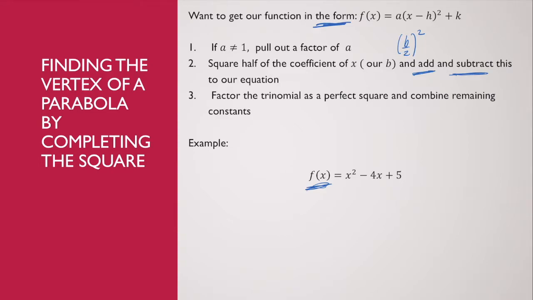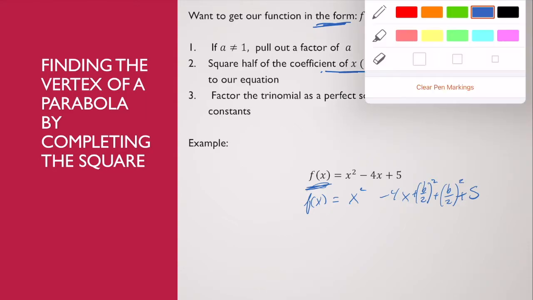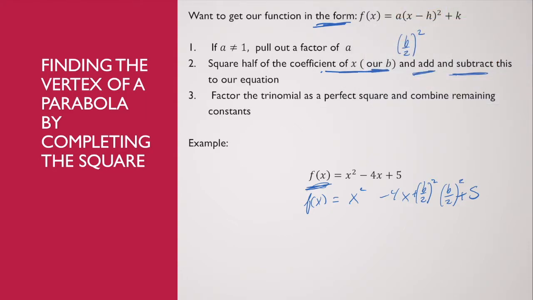So if I have f of x equals x squared minus 4x plus 5, I'm going to square half of our b, so b over 2, and I'm going to add it, and I'm going to subtract it. Now, I didn't mean to write b. I meant to write -4. So I'm adding it, and I'm subtracting it. Let's try this again. -4 divided by 2 squared minus -4 divided by 2 squared.